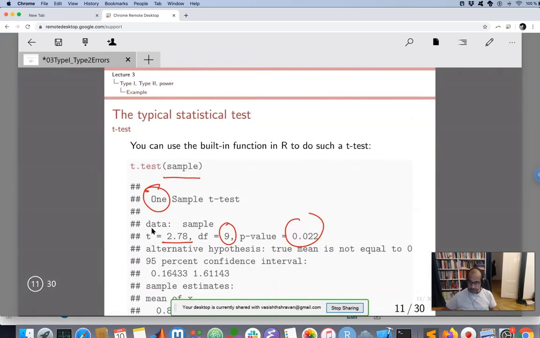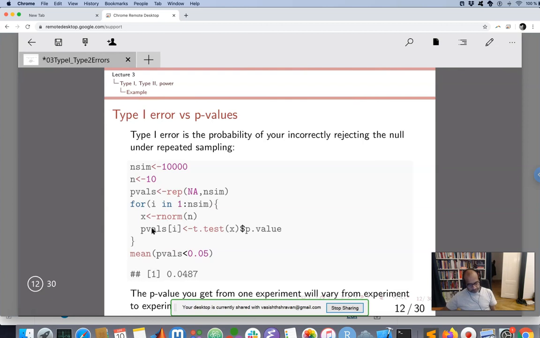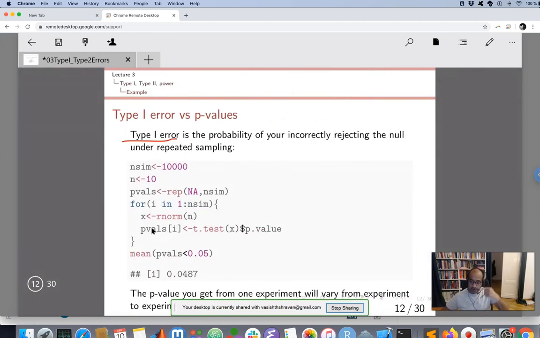Something to get super excited about, right? Even though, of course, we know that the null is actually true here. So we just made a bad mistake, but we don't know that. Now remember, this type 1 error that I was talking about, which we just happened to make by chance, is the probability of incorrectly rejecting the null under hypothetical repeated sampling. So this is something that we are imagining. When we do one experiment, we are imagining what would happen under repeated sampling.